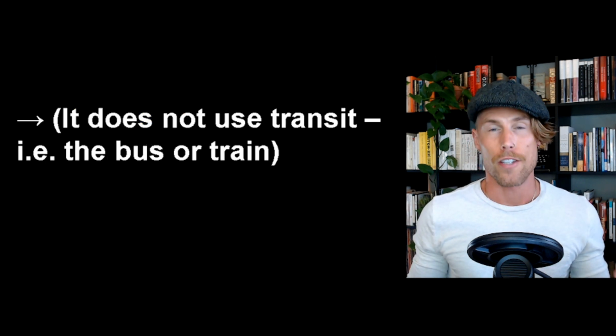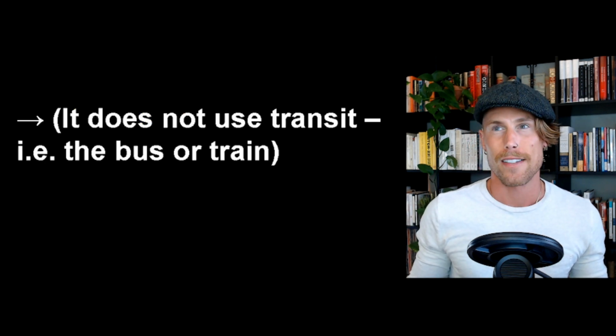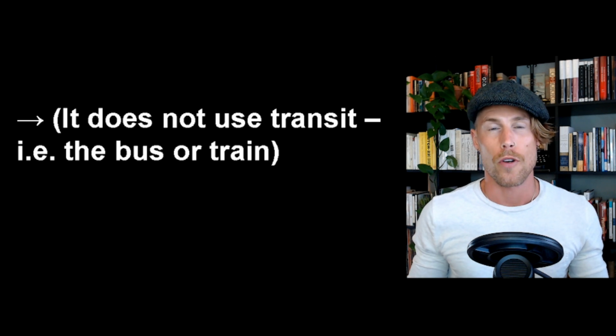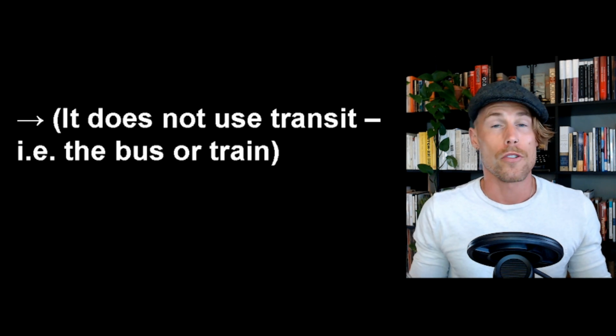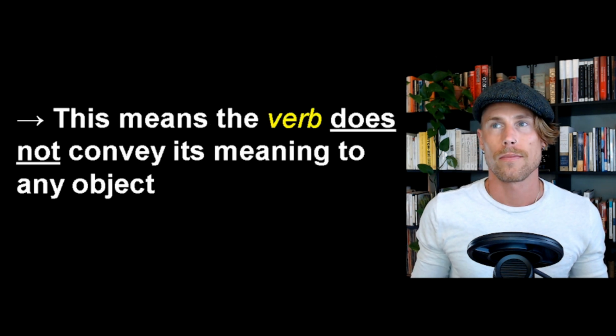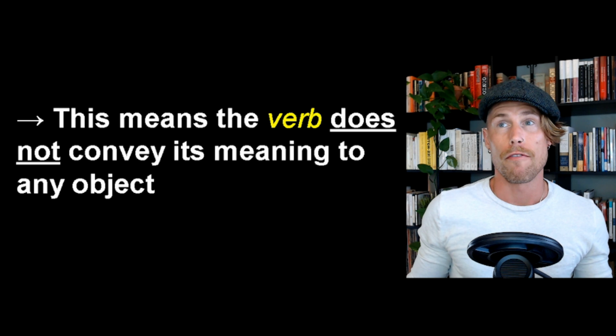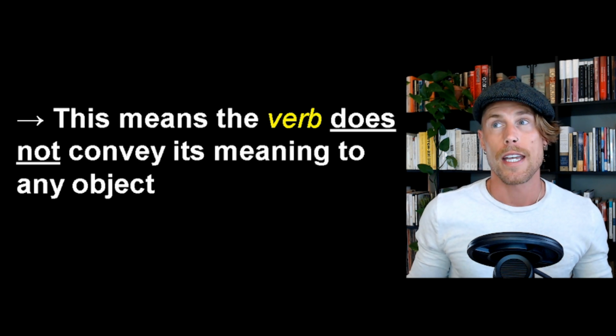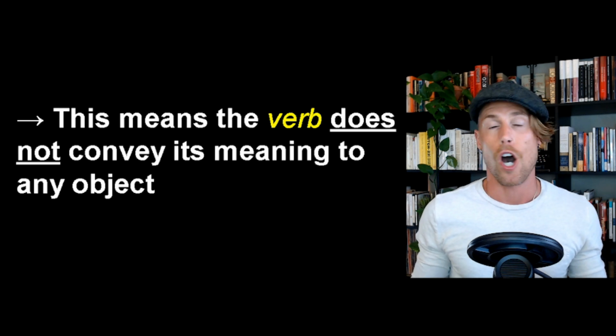It does not use the transit. It does not use the bus or train. There is nowhere to go. No destination. So this means the verb does not convey its meaning to any object.